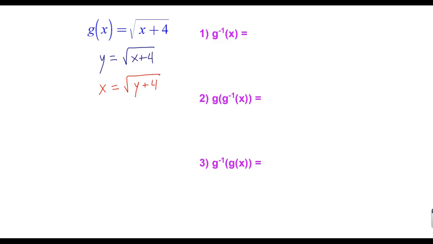So the first thing I'm going to do is square both sides. So I get x squared is equal to y plus 4. Okay, squaring both sides eliminates that radical there. Then I'm going to subtract 4, and I get x squared minus 4 is equal to y, right? So now I know that the inverse function here is going to be x squared minus 4, okay?